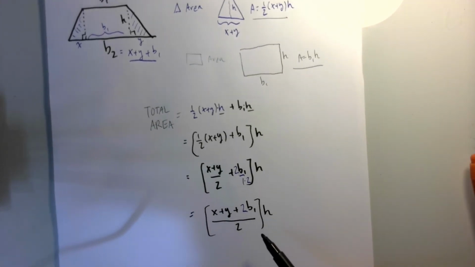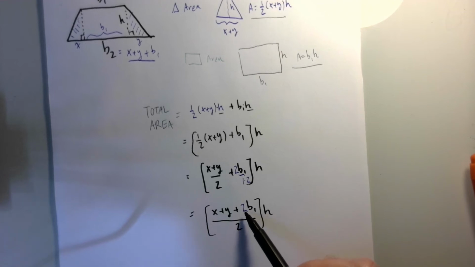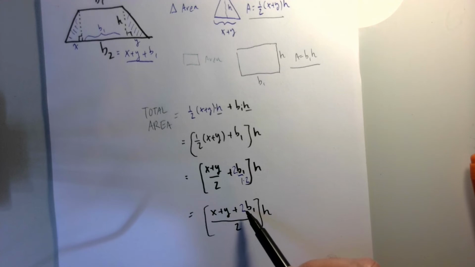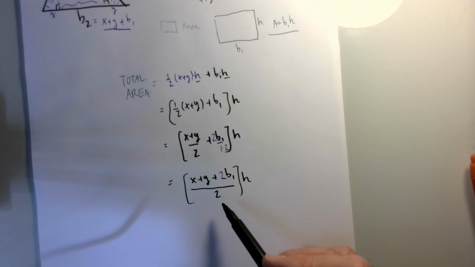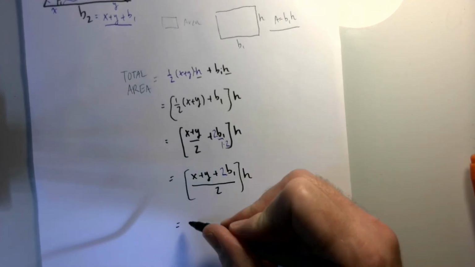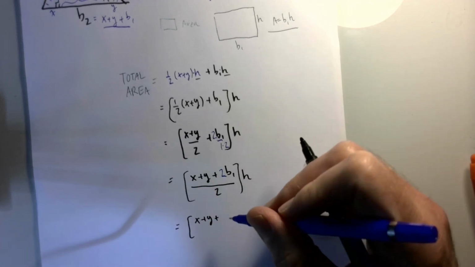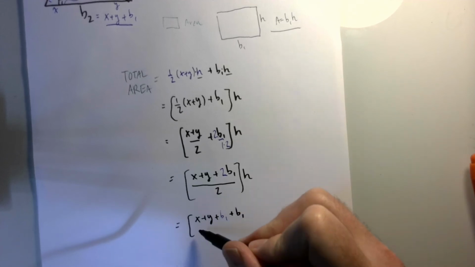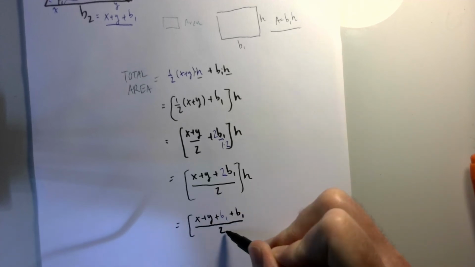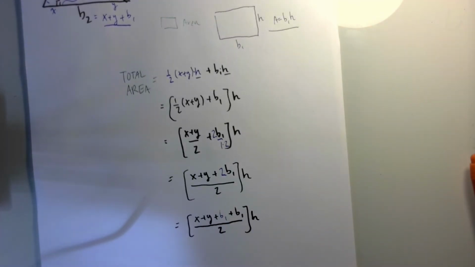Okay, so now is the even more confusing part. I'm going to take a 2 and rewrite it as 1 plus 1. You're all saying to yourself, yeah, I know 2 is 1 plus 1. Why in the world would you do that? Well, it's going to make the formula work nice and neat here in a second. I'll show you. So instead of 2b1, I'm going to say x plus y plus b1 plus another b1, and this is all over 2 times h.